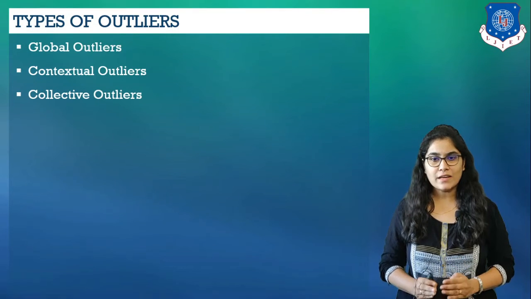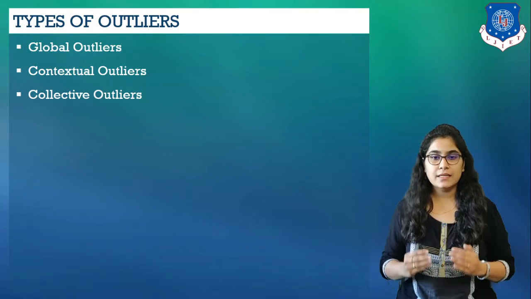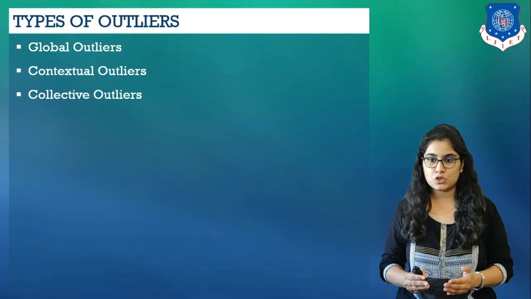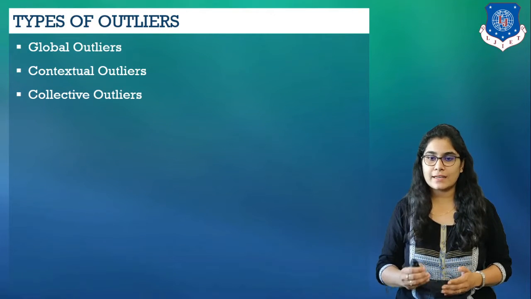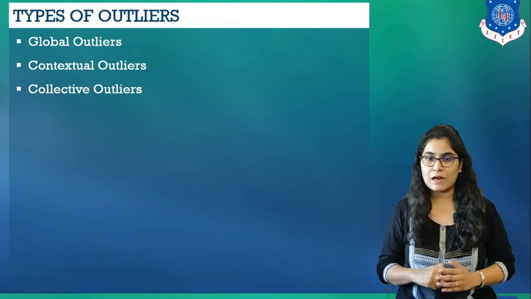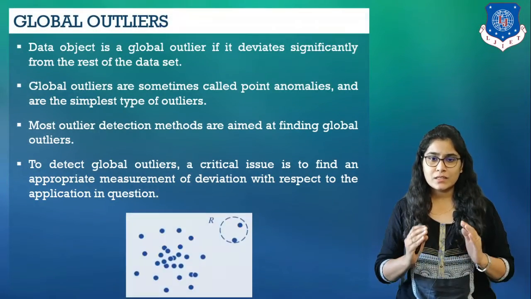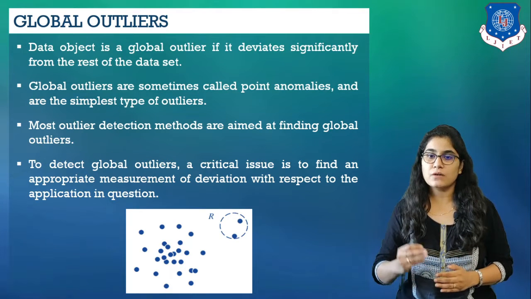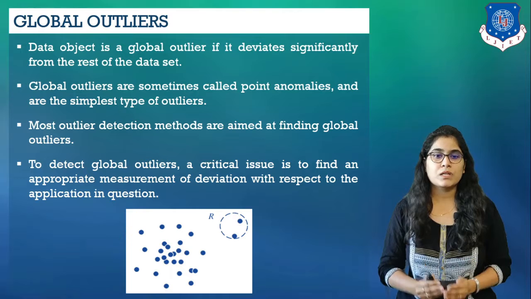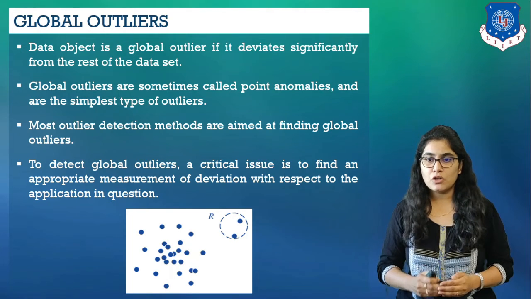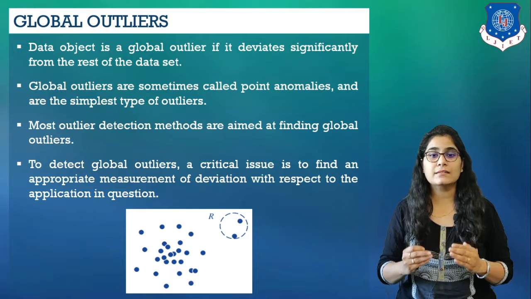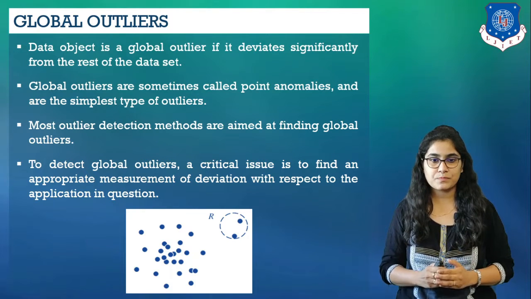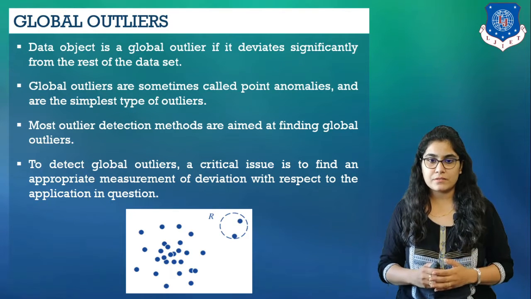In general, outliers can be classified into three categories, namely global outliers, contextual or conditional outliers, and collective outliers. So let's start with global outliers. In a given data set, a data object is a global outlier if it deviates significantly from the rest of the data set. Global outliers are sometimes called point anomalies and are the simplest type of outliers. Most outlier detection methods are aimed at finding global outliers.